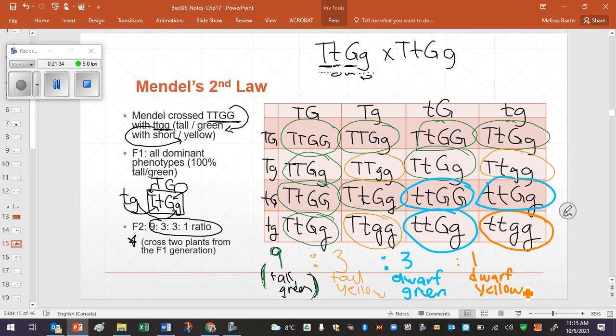Now, would anyone like to ask anything here? Yes, Rose. The turquoise one here was dwarf green plants. So they had the recessive allele for height, but the dominant allele for color. And so these 3 boxes here all had little t's, so they were short, the dwarf plant, but at least 1 capital G, so they had the dominant allele for color.